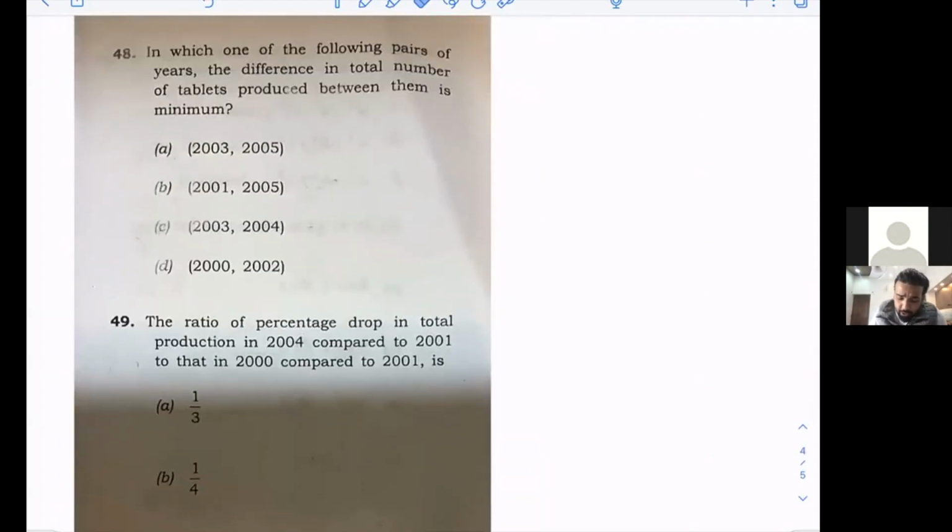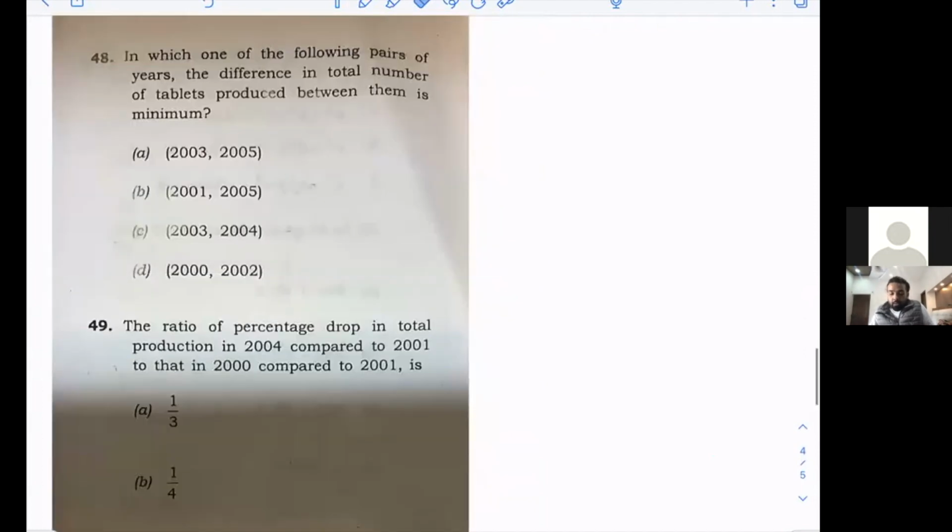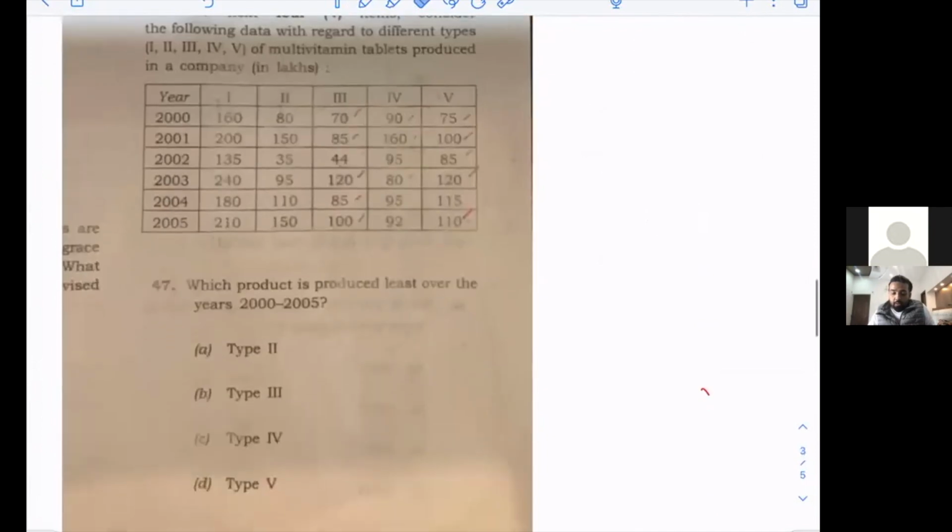Which of the following pairs of years with the difference in total number of tablets produced between them is minimum in 2003 to 2005? That's what they're asking. Minimum in 2003 to 2005.